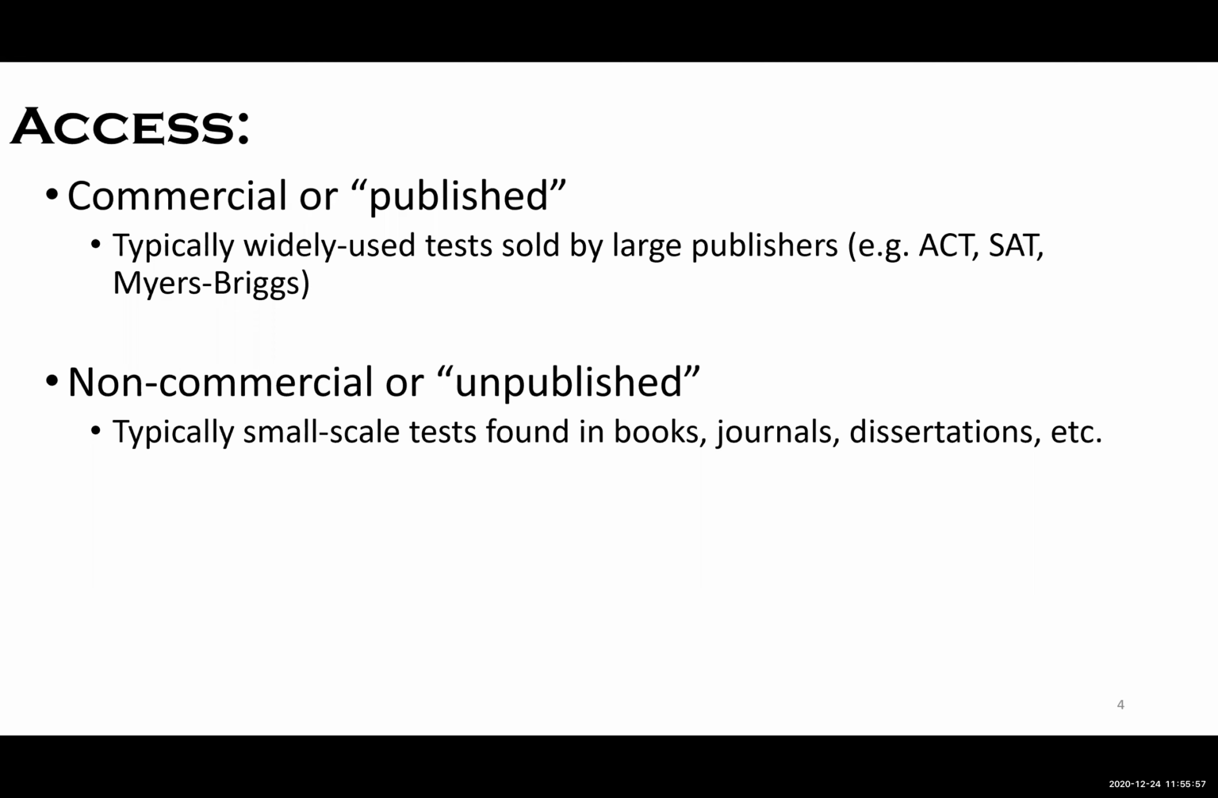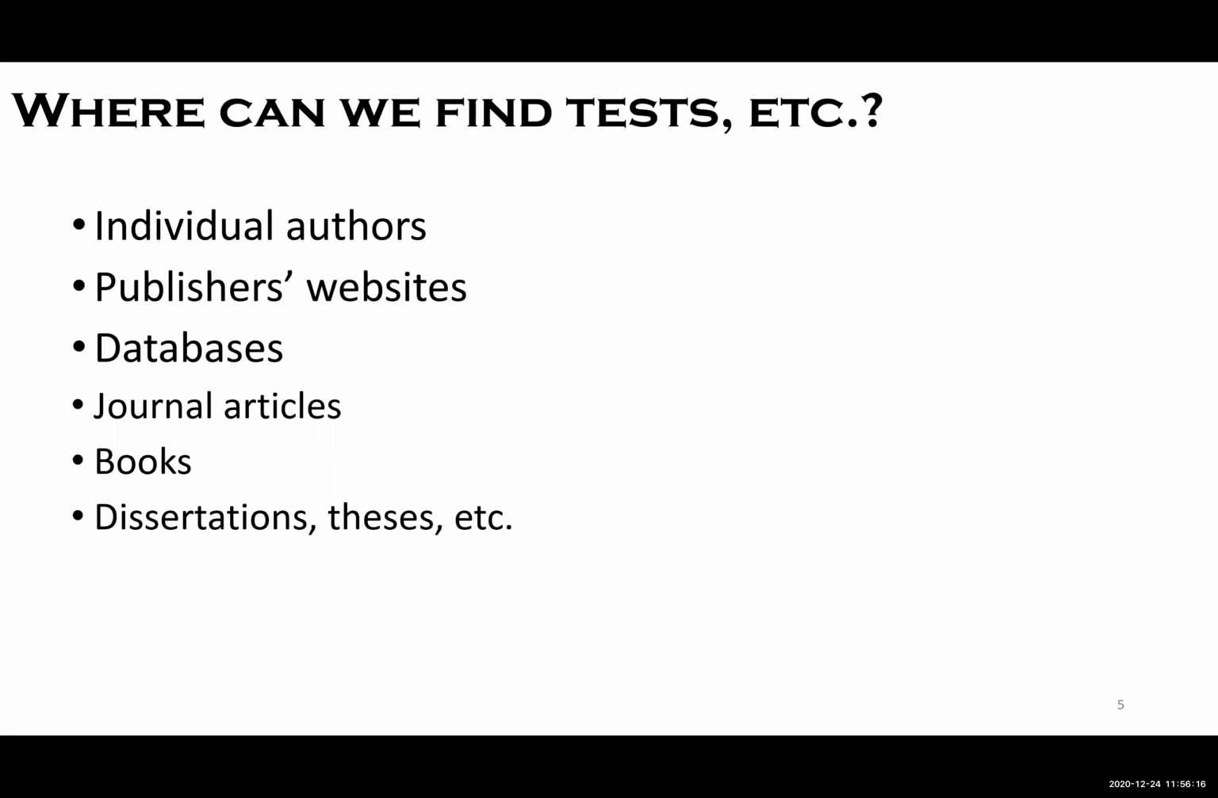We contrast that with non-commercial or unpublished tests, which are typically small-scale tests found in books, journal articles, dissertations, etc. In this video, we will focus on ways to find non-commercial measures for your research. We can find information about tests and measures in many of the same types of sources that we've used before: books, articles, websites, etc. In this video, we'll focus on databases and journal articles as great sources of information about measures, and in some cases, the measures themselves.